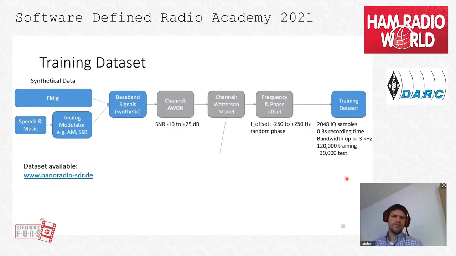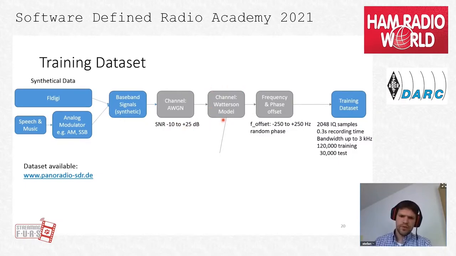The question is how to obtain the training data, because you really need a lot of data for training. My approach here was to generate the data synthetically. Synthetically means I take software like FLDigi to generate the modes for the digital transmissions, and for analog transmissions I take speech and music, and I use some kind of analog modulator, AM and SSB, to generate the baseband signals. Then I add noise from an AWGN channel such that the resulting signals have an SNR between minus 10 and 25 dB.